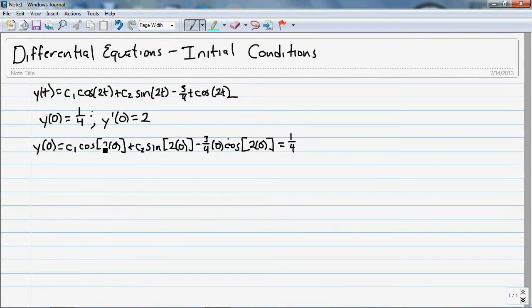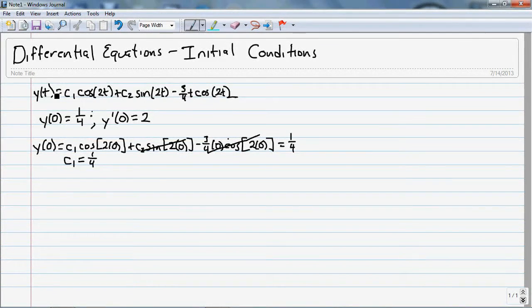Well, cosine of 0 is 1, so I have c1. Sine of 0 is 0, so this term's going to cancel. And this last term's going to cancel, so I get c1 equals 1/4.